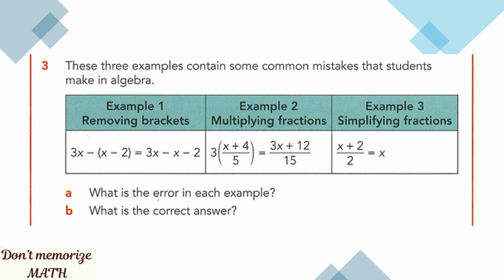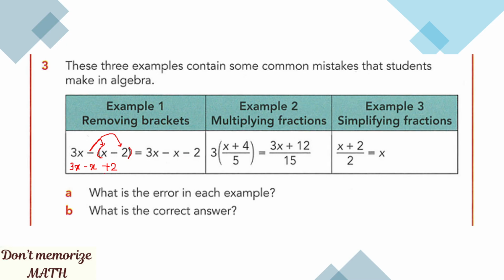Then here, what is the error in each example? So you can see a bracket here. If you have some sign or some number directly outside the bracket, that means here it is minus. So the minus is for x, and also we have to give the minus for -2. So 3x minus x will become minus x, then minus of -2 will become plus 2. The mistake is here. It is not -2, it will become plus 2.